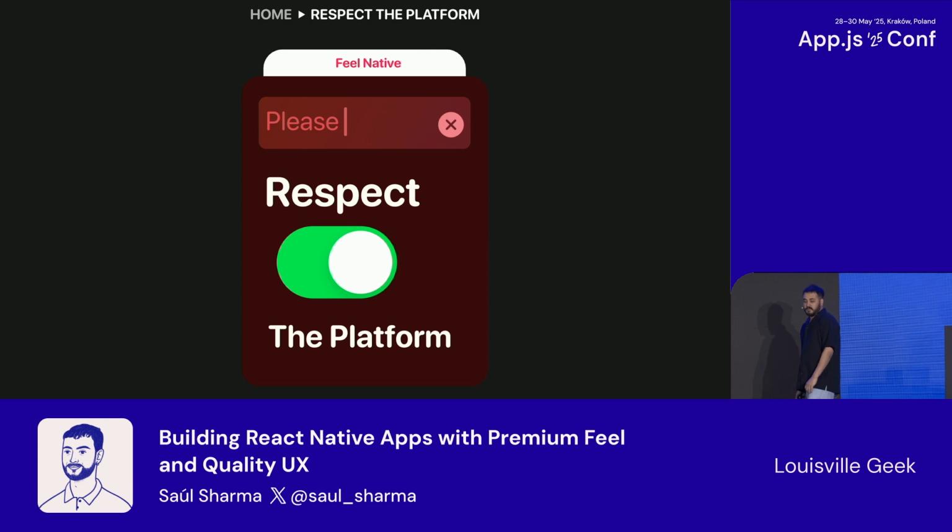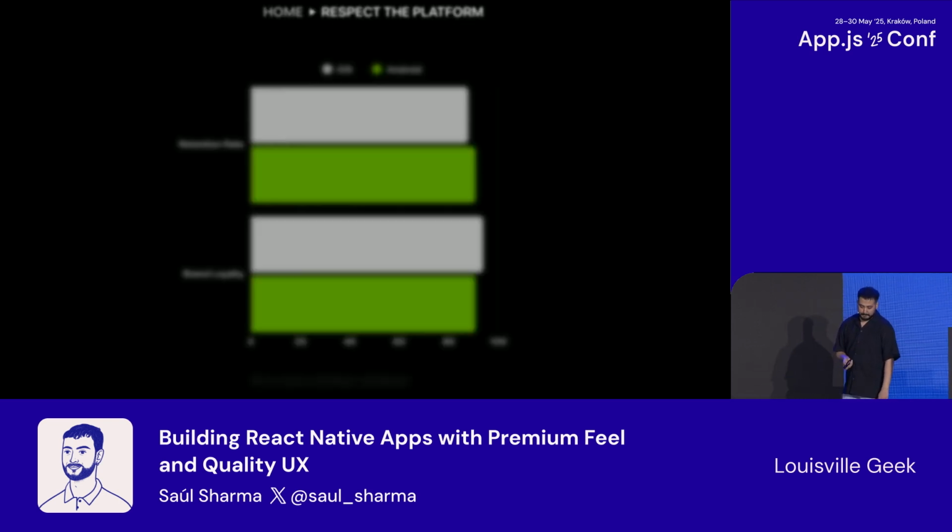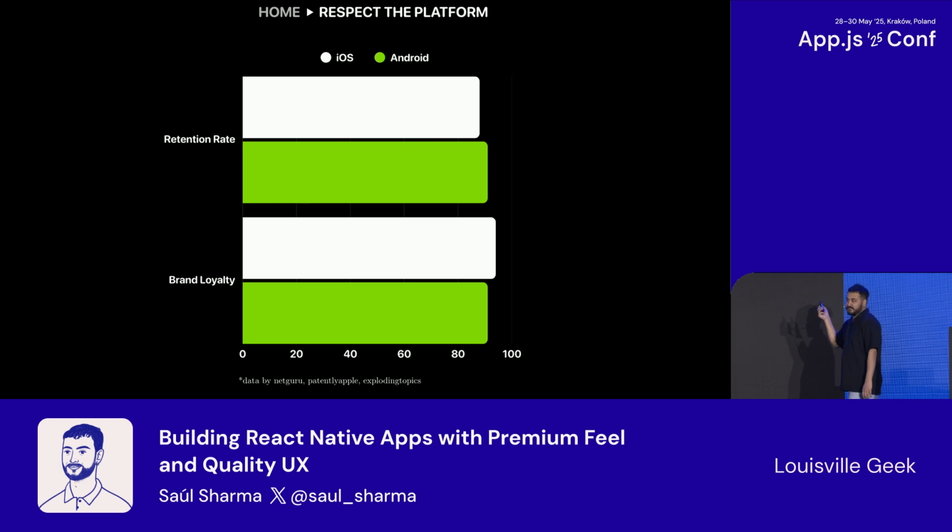First of all, respect the platform. What could it mean, right? Why do we need to respect a platform that we are building? We'll talk more about why we should be respecting it. Look at this chart over here. The retention rate for Android and iOS devices is well over 90%. This means all of your users are very much familiar with the iOS design system and the Material Design system.